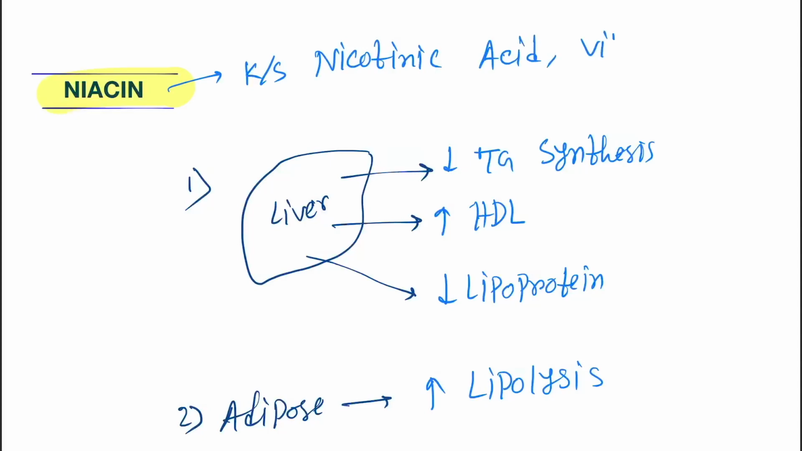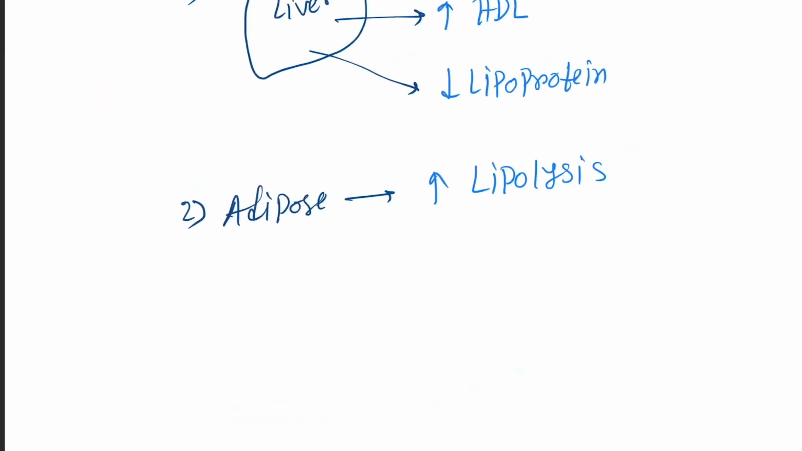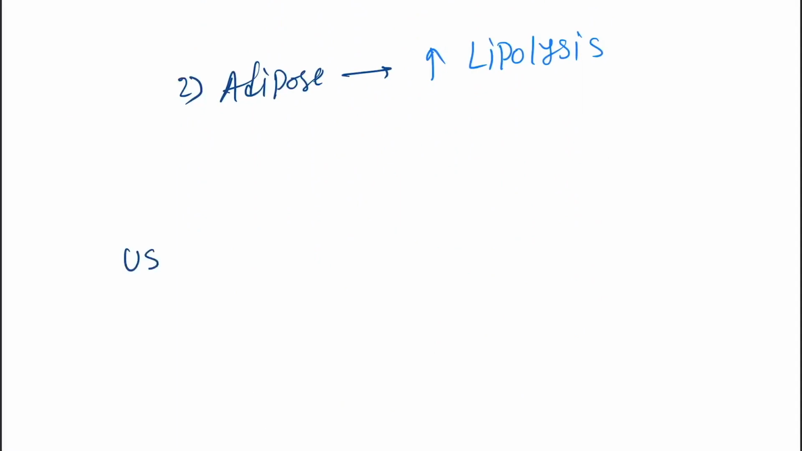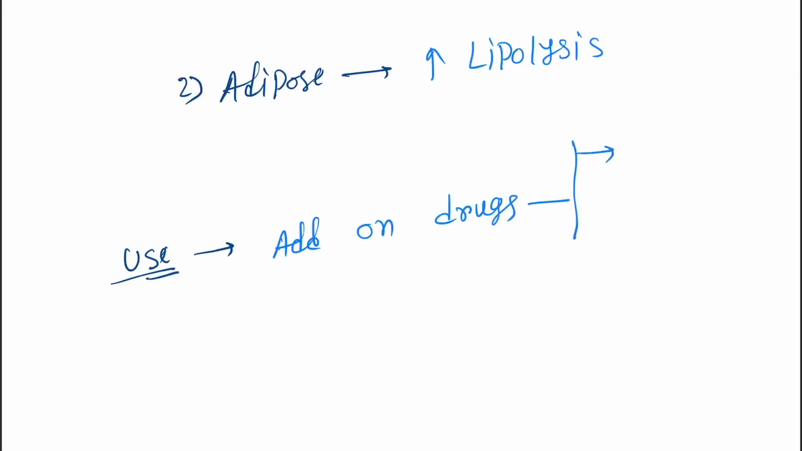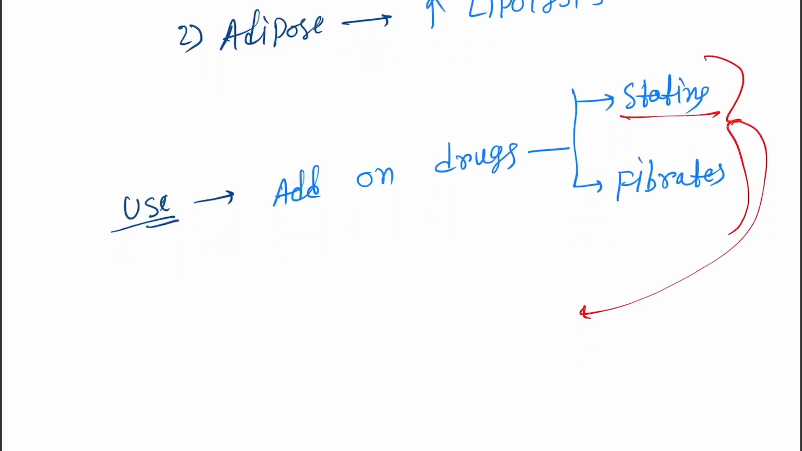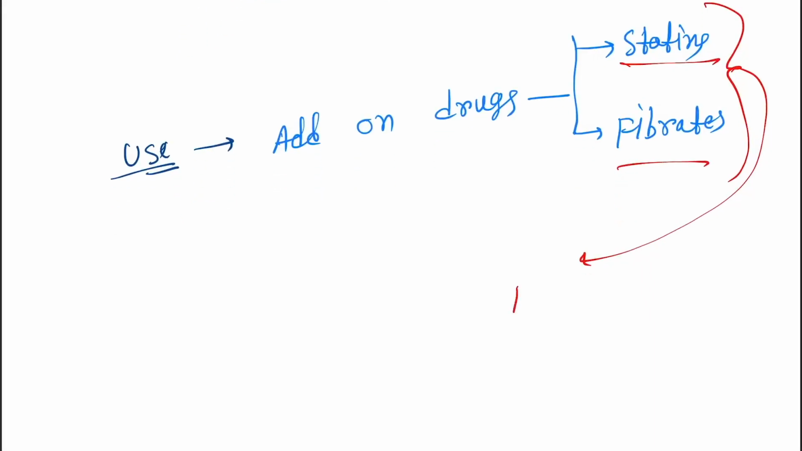Vitamin B3. The use of this is as an add-on drug to statins and fibrates in case of resistance. So in resistant cases we can use niacin.